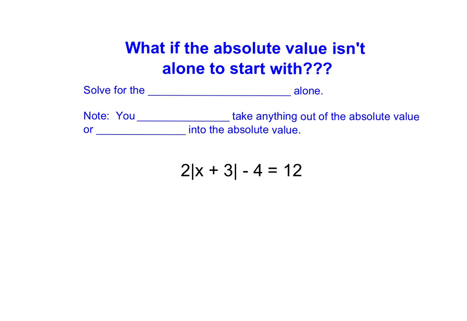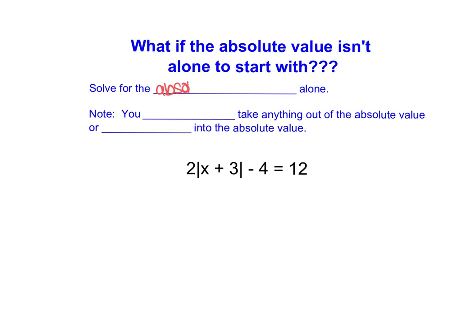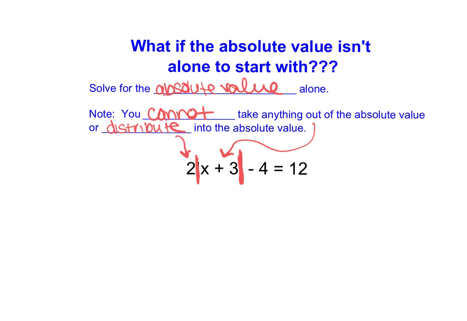So instead, what we're going to do is solve for the absolute value alone to start with, which means we're going to essentially pretend that this absolute value and everything inside of it is one big variable that needs to be alone. A couple of things to note is you cannot take anything out of the absolute value, so that's talking about the 3. You can't subtract 3 on each side. And you also cannot distribute into the absolute value, so that's pertaining to this too. So what we're going to do is undo everything else around it instead.